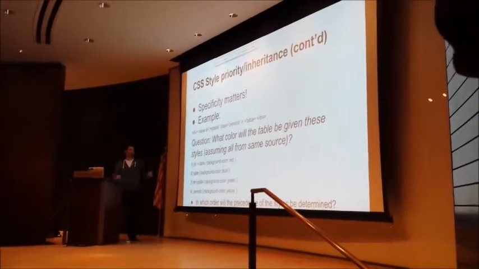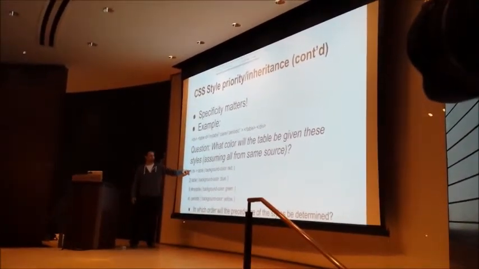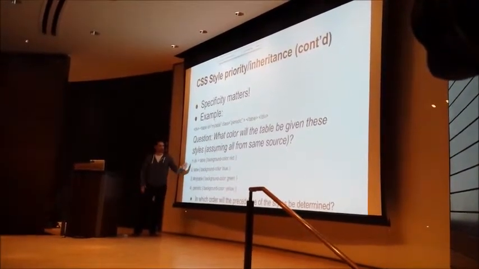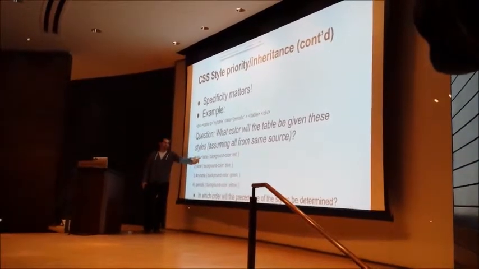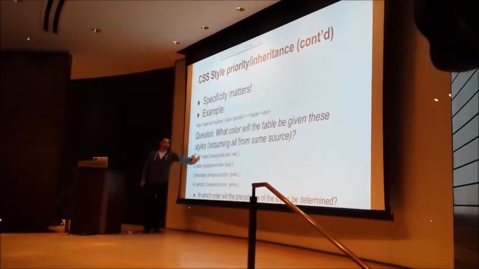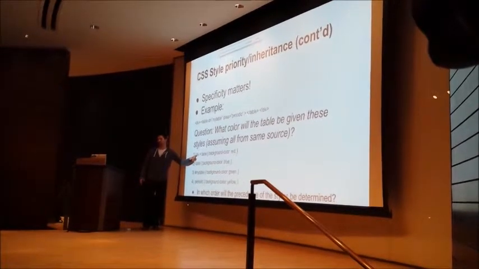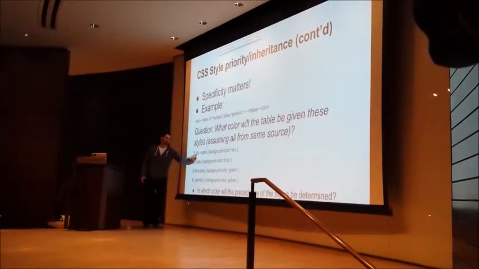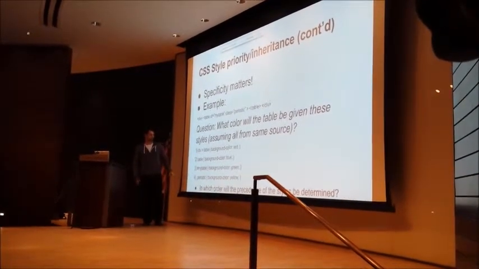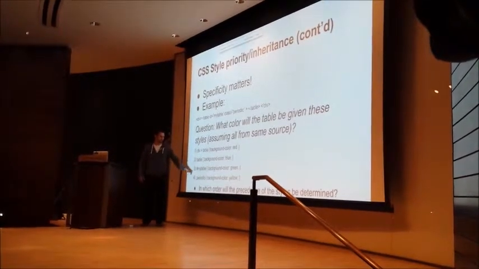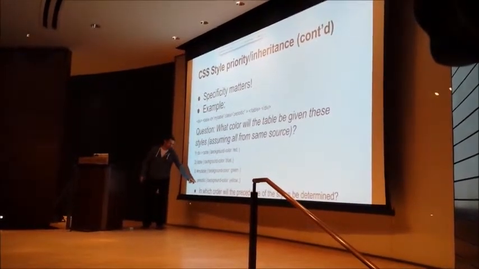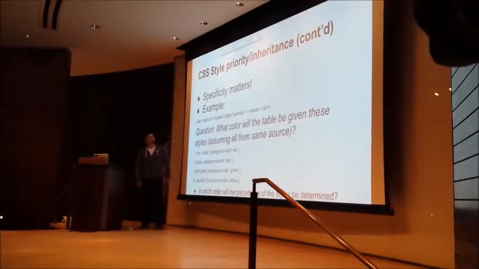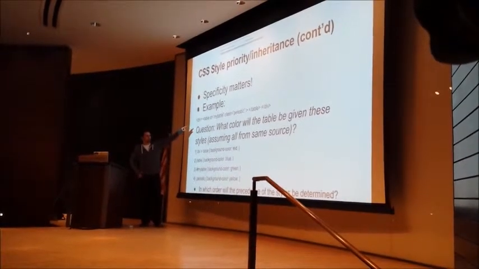Oh yeah, and also specificity matters. So let's say you have a div with a table inside it. You can reference that table by saying, I want the table that's inside a div. Okay, that is the direct child of the div. The div contains that table. Or you can just reference it by table, or you can reference it by ID, or you can reference it by the class.